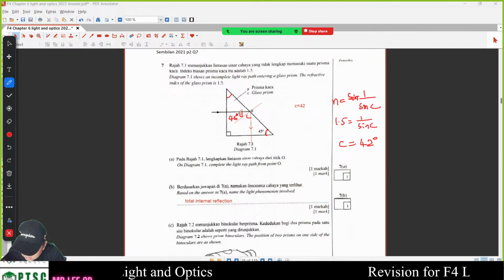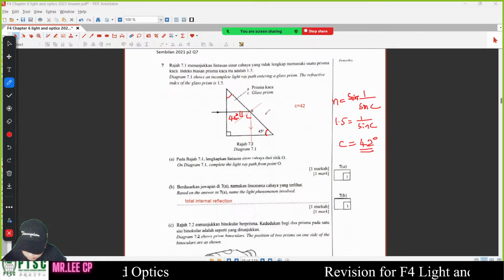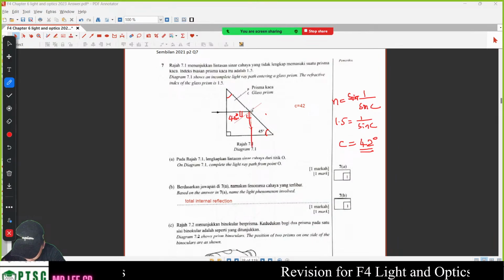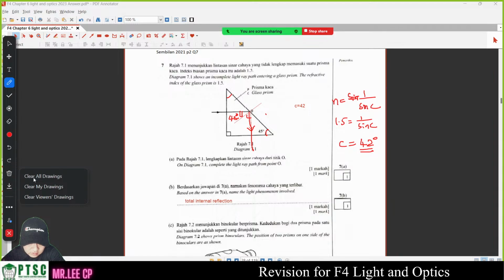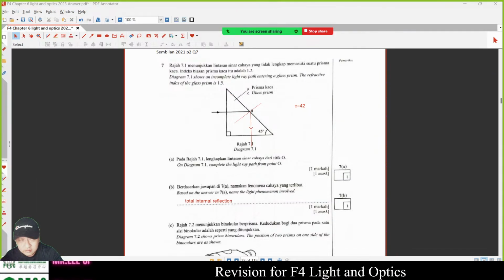This incident angle is 45, which is more than the critical angle, and the light travels from glass to air, from denser to less dense. So what is going to occur? Total internal reflection is going to occur.